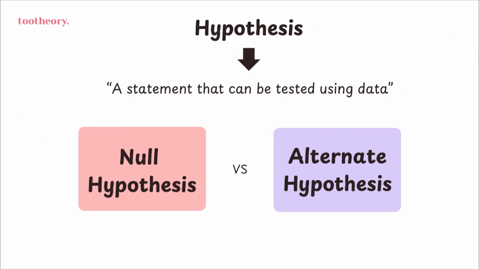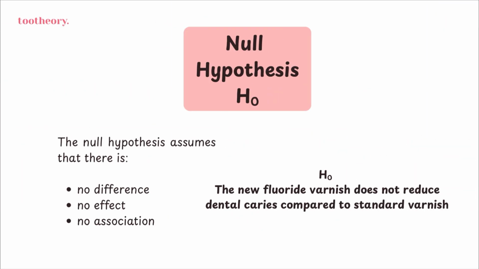So there are two types of hypotheses that we're going to study and look into, which is null hypothesis and an alternative hypothesis. So what is a null hypothesis? Whenever researchers perform a study, they always begin with something known as a null hypothesis, which is also written as H0. The null hypothesis always assumes that there is no difference between your idea and the actual idea. There is no effect between the two, and there is no association between the two.